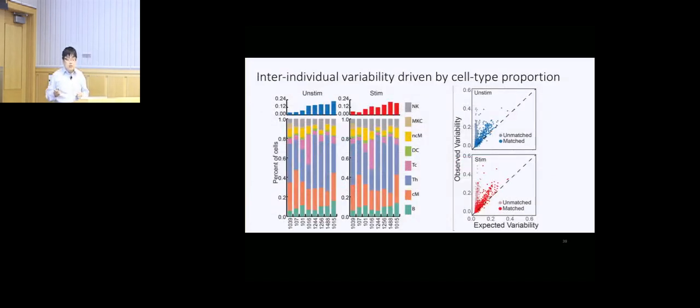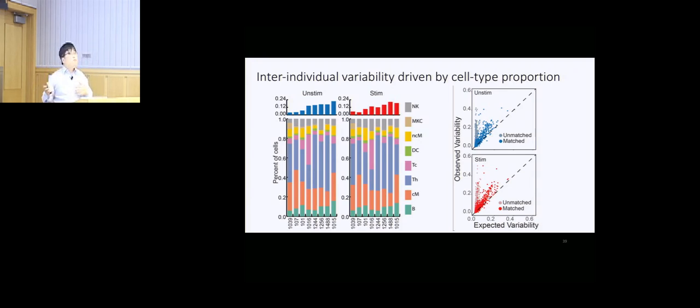So this is a plot I like a lot. Each column represents a different individual, and these are two different conditions, and the different colors represent the proportion of each cell type. Then what we did is we asked whether this gene is more variable between individuals than you would expect.